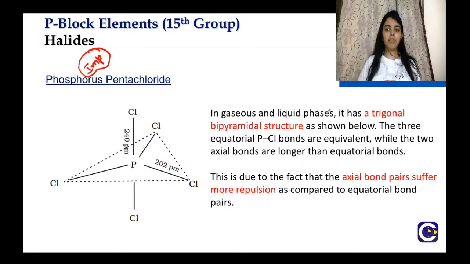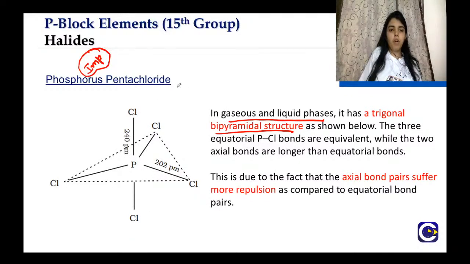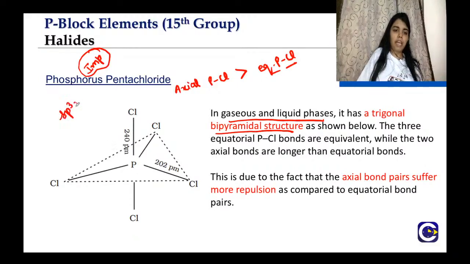In gaseous and liquid phases, it exists as a trigonal bipyramidal structure, only in gaseous and liquid phase, right? In the trigonal bipyramidal structure, the axial bond lengths are different from the equatorial bond lengths. Axial P-Cl bonds are longer than the equatorial P-Cl bonds. Why is this happening? Because sp3d hybridization is taking place and the d orbital involved here is basically dz square, right?